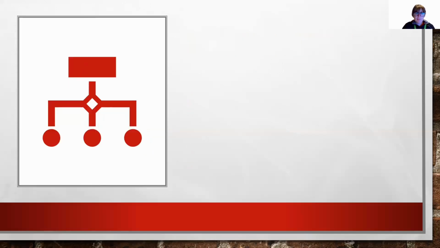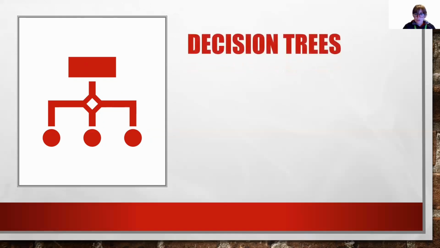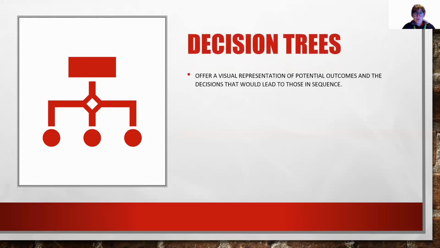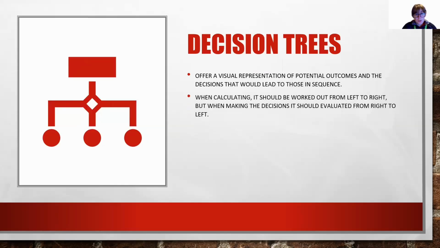Decision trees then, something that you're probably already quite familiar with by now. So, these offer a visual representation of potential outcomes and the decisions that would lead to those in the sequence. When calculating these then, it should be worked from left to right. It's almost as if we are working backwards. But when it comes to you making the decisions at the end, we are going to work in our logical approach and we're going to work right to left.